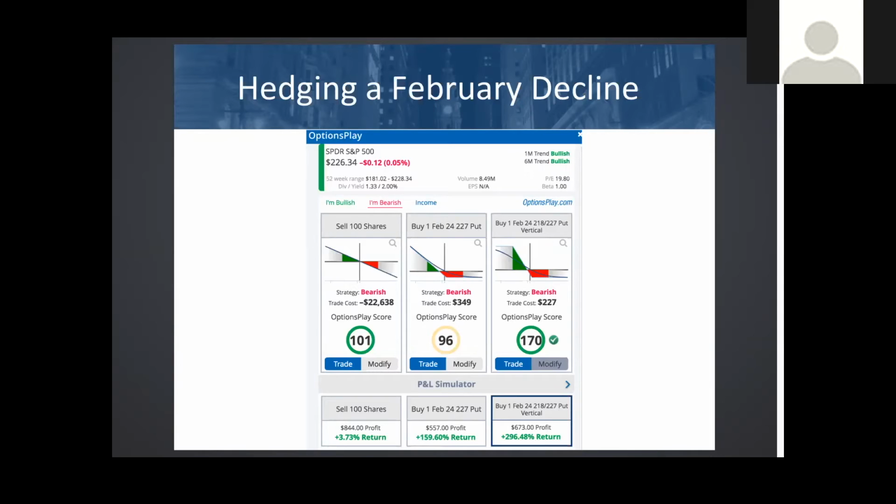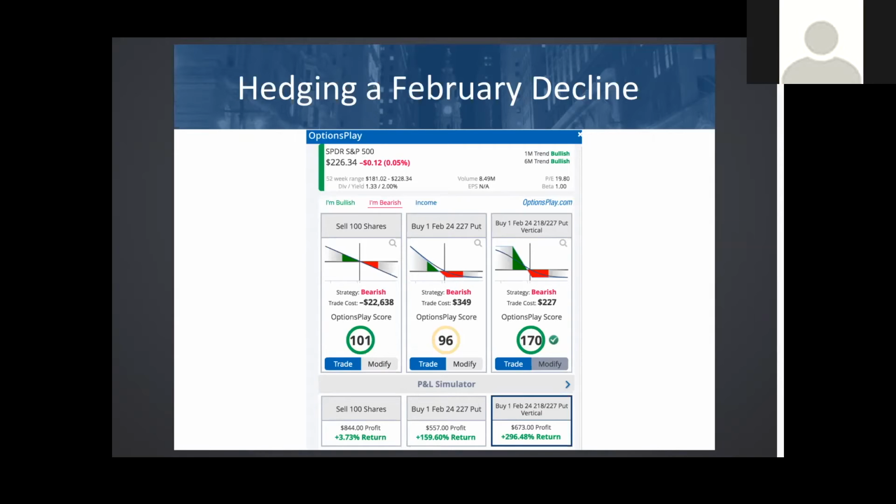And these 3 strategies will cover the 3 most popular trading strategies by individual investors and financial advisors to take advantage of a bearish move. So you always have trading the stock on the left. We have buying a simple call option or a put option here in the middle, and then we have a put spread or a put vertical here on the right.